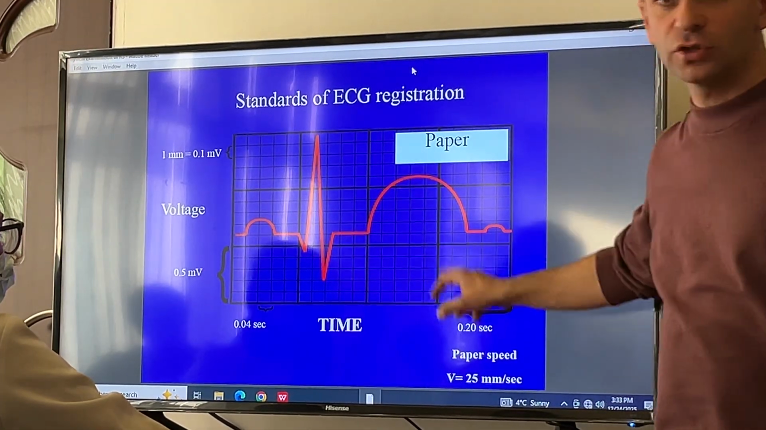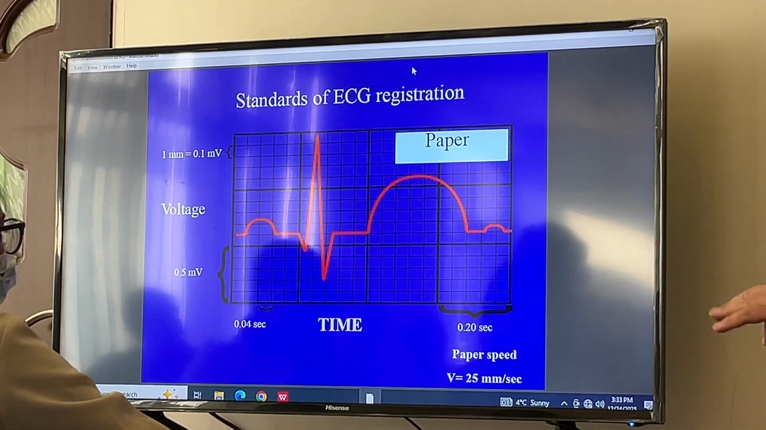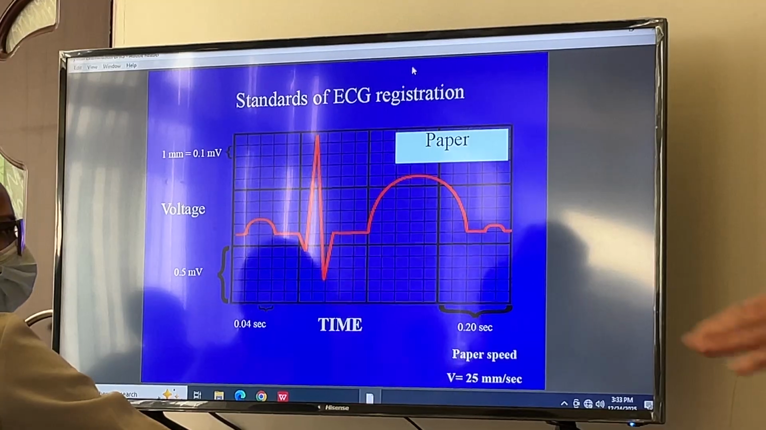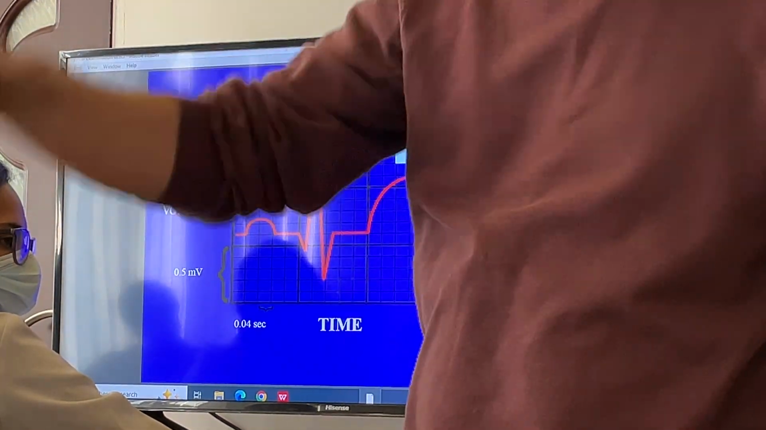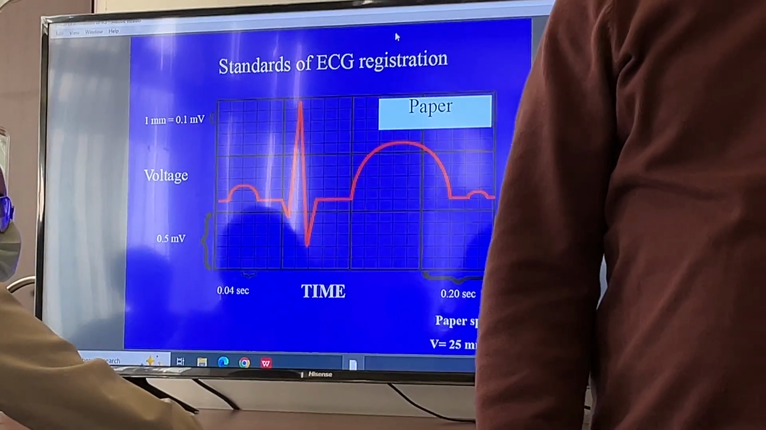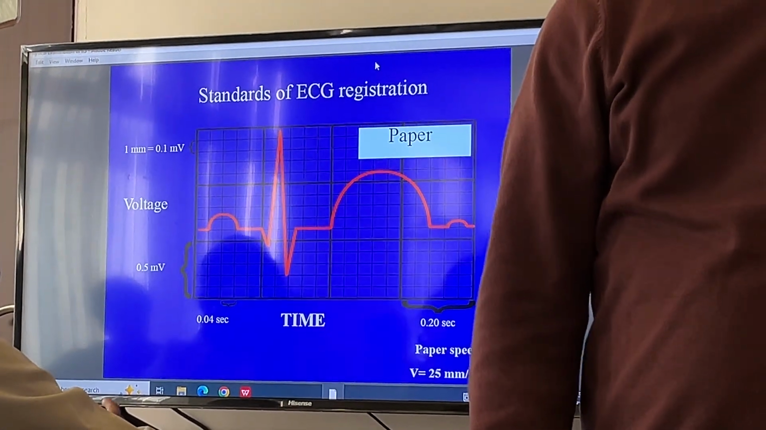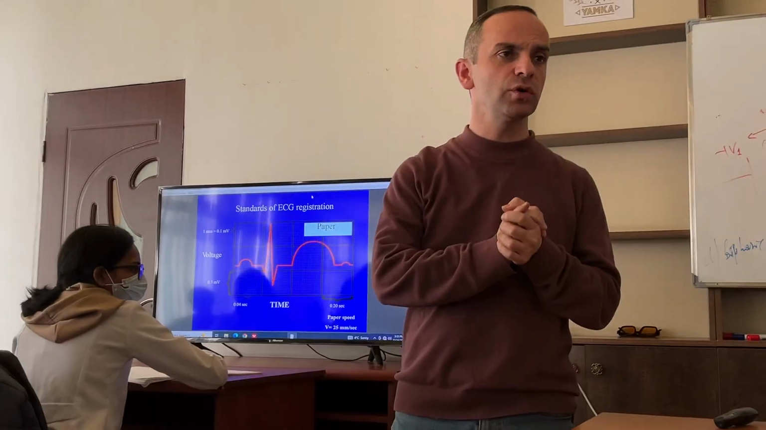Each large box in total contains 25 small boxes. Yes, this is clear. Now remember, for ECG we have two sizes, vertical and horizontal. Vertically, if we are speaking about waves, it is amplitude. Amplitude is measured in millimeters or millivolts. Meanwhile, horizontal size is measured in time units, seconds or milliseconds.